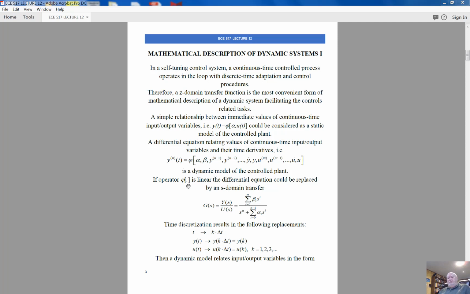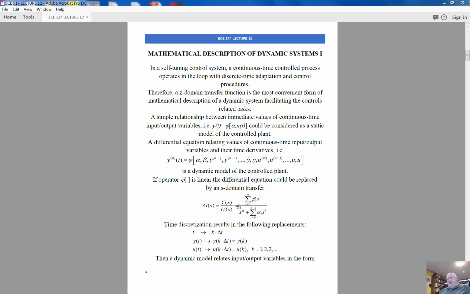But in many cases, the operator phi is a linear operator, and in this case, there is no big deal in switching a linear differential equation into a continuous time domain, or S-domain, transfer function. So this is the S-domain transfer function, which presents an ideal way to describe continuous time dynamic systems.